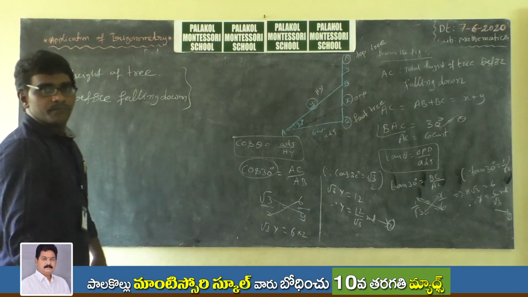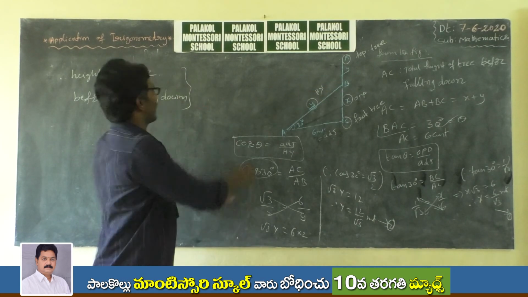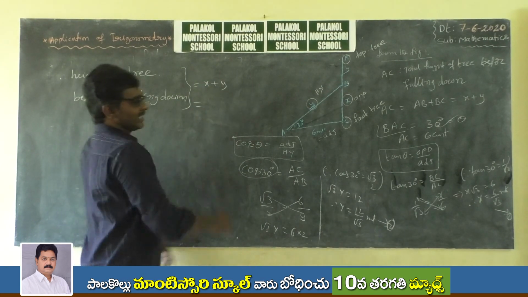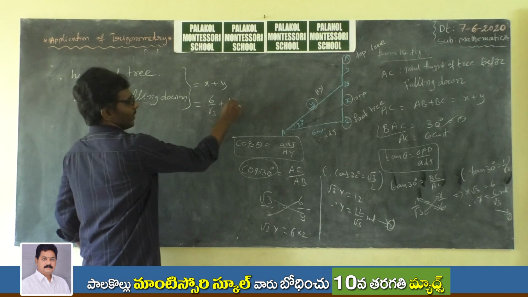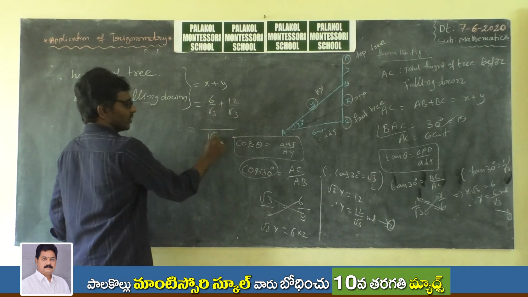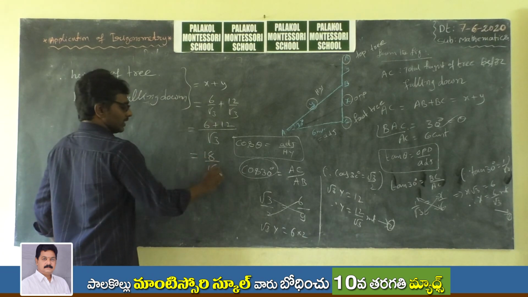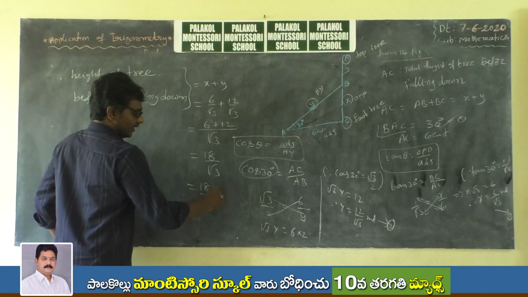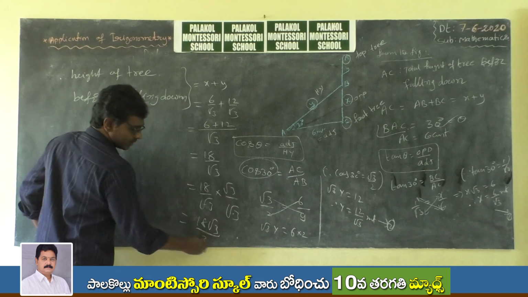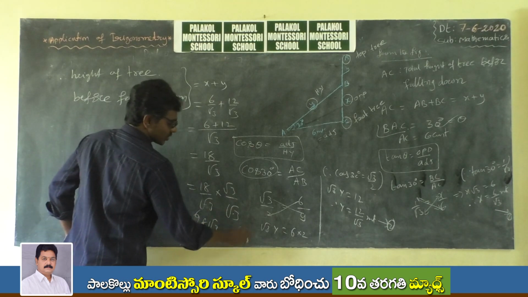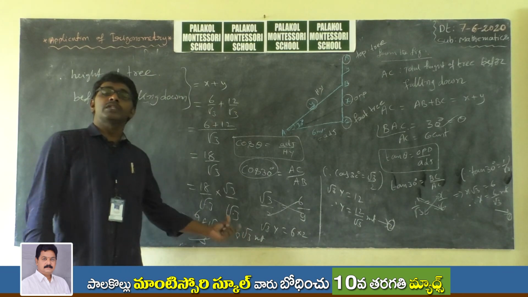From the figure, the height is x plus y. What is the x value? 6 by root 3. What is the y value? 12 by root 3. These are like fractions, so write 1 over root 3 times 6 plus 12, which is 18 by root 3. Rationalizing, multiply by root 3 by root 3: 18 root 3 by 3. Cancelling, 6 times, we get 6 root 3 meters. The total height of the tree is 6 root 3 meters.